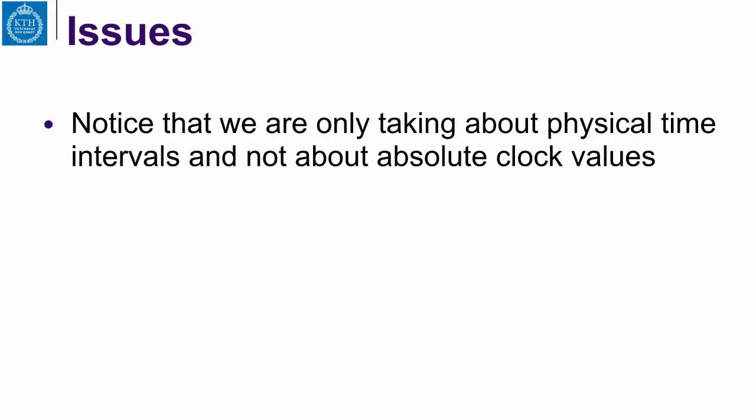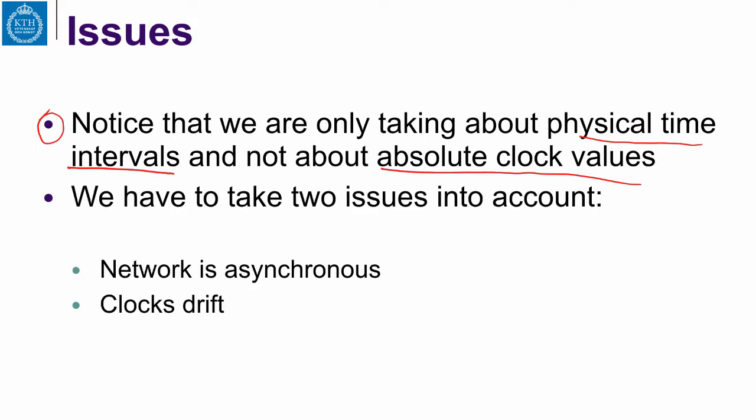There's a number of issues we have to consider here. First, notice that we are only talking about physical time intervals. We are not talking about absolute clock values, because we know that we cannot synchronize clock values exactly. We're just talking about physical time. However, we have to consider two things here. We have to take into account that our network is asynchronous, so messages can take arbitrary delays, and then we have to take into account that clocks can drift apart. So these are the two things that we have to take into consideration.